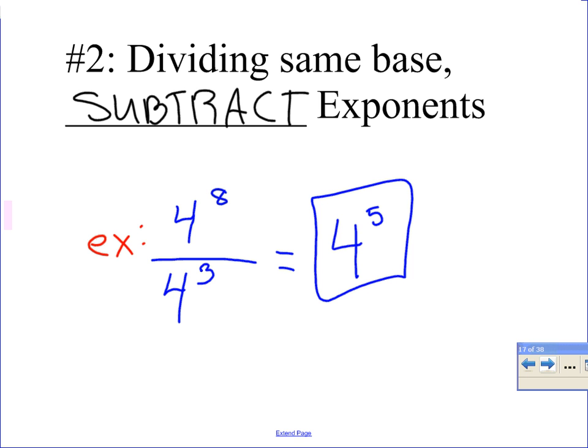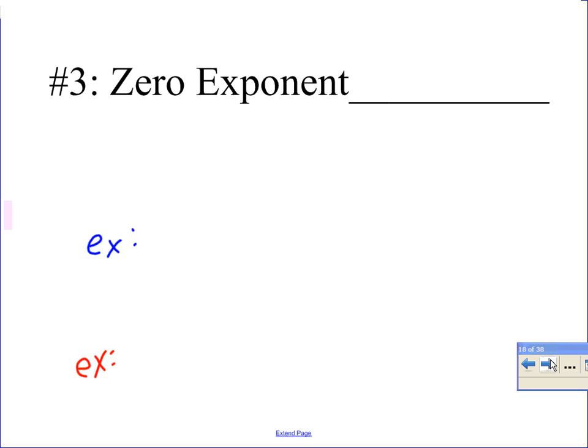Jake. It is. I shouldn't shake my head. No, that is. But this is 4 to the 8th divided by 4 to the 3rd, Jake. 4 to the 8th is not 4. It's 4 times 4 times 4 times 4, etc. So very, very different. That's why when you're dividing same base, rewrite the base, subtract the exponents. Okay? Good question, though.